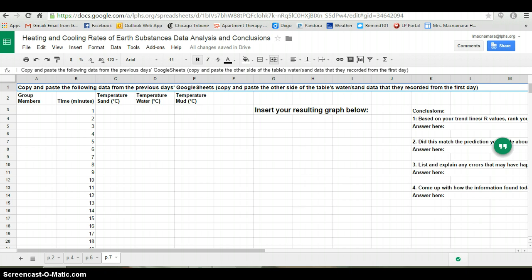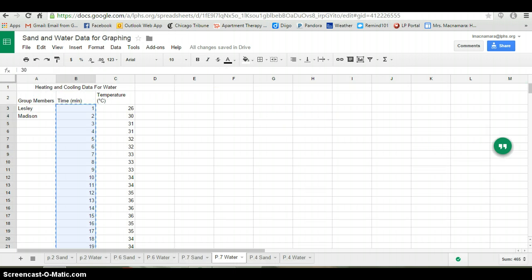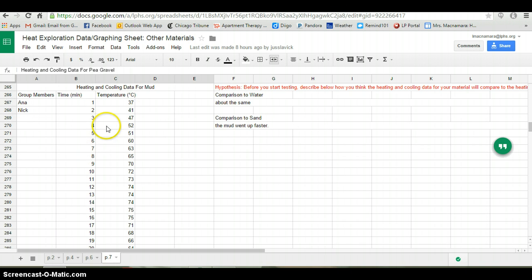So here's the Google Sheet that you're going to be inserting and copy and pasting your data from the past couple of days. So if you remember, the first day we collected data for water and sand, okay? And the second day, we collected different materials. So we're going to be looking at a sample group right now. I'm going to be using some sample data from one of my groups, and then you'll be able to use that to model how you're going to do it for your group.